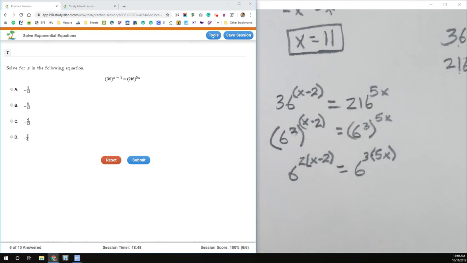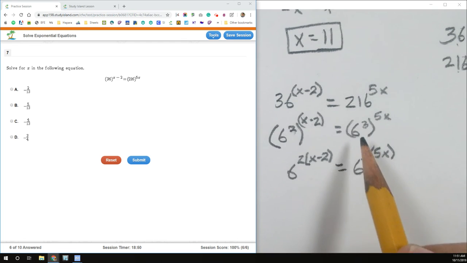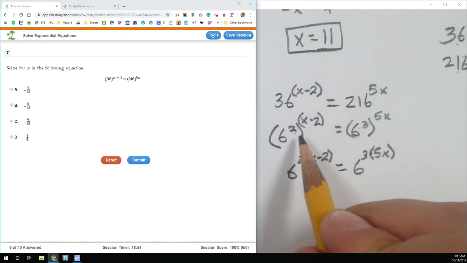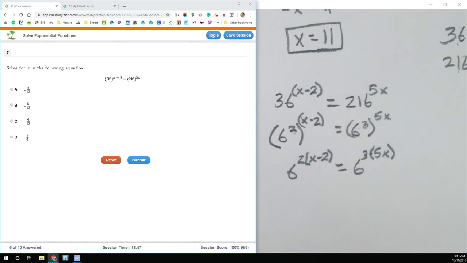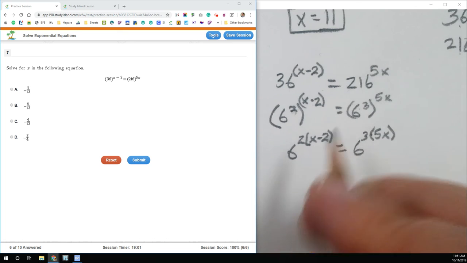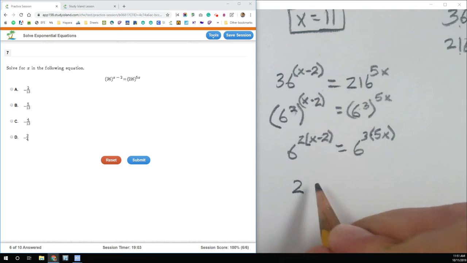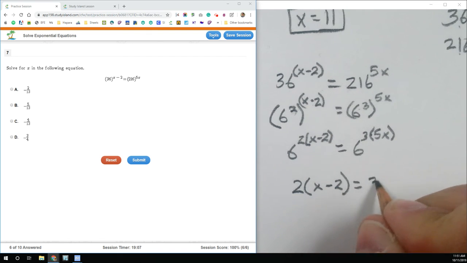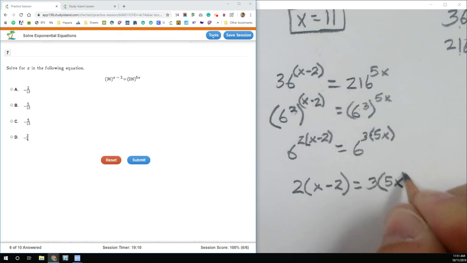So those are the two problems. If you have to change both bases and they have new exponents, and they already had exponents, multiply the new exponents by the old ones. So now, since they both have a base of 6, they both have exponents, I can write these equal to each other. 2 times x minus 2 must be equal to 3 times 5x.